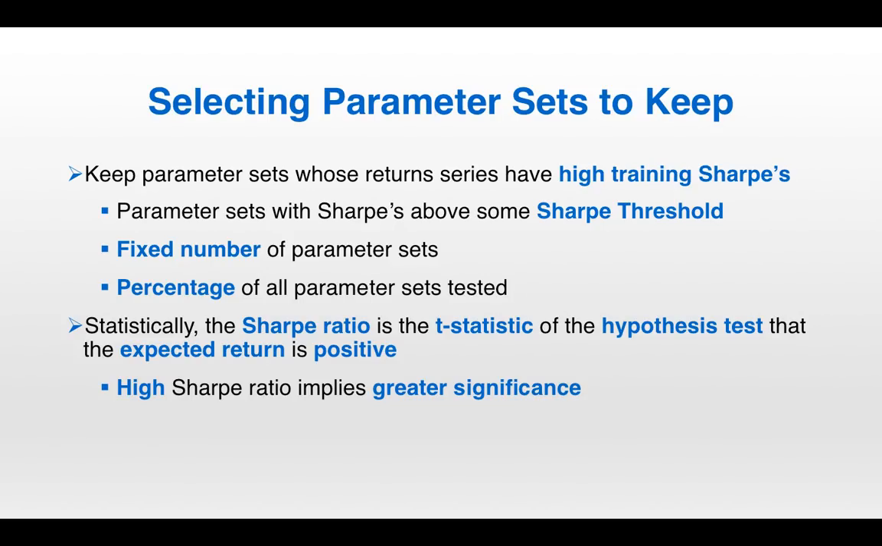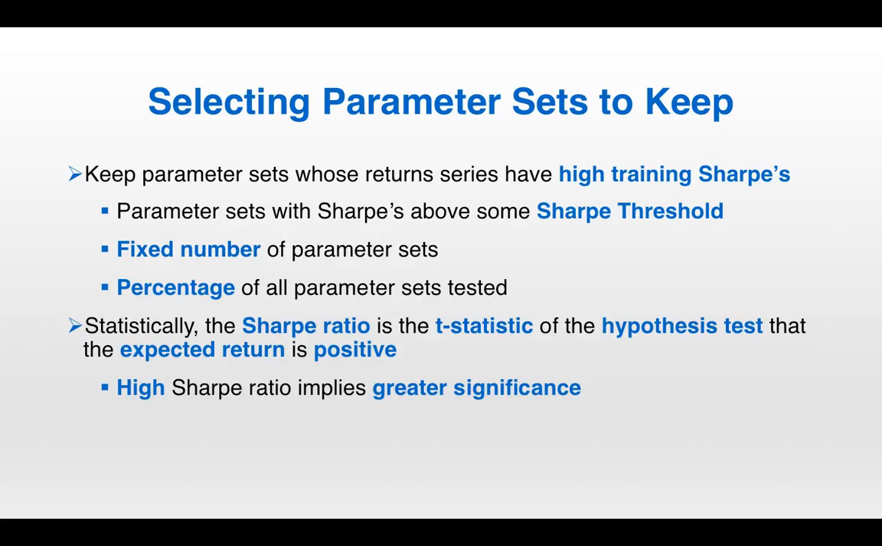And why do we want parameter sets that have high Sharpe ratios? Well, there's a couple reasons. One is that the Sharpe ratio is arguably the best measure of risk-adjusted returns. The goal of any trading strategy is to maximize risk-adjusted returns. And so it makes sense to select parameter sets that have high Sharpe ratios.